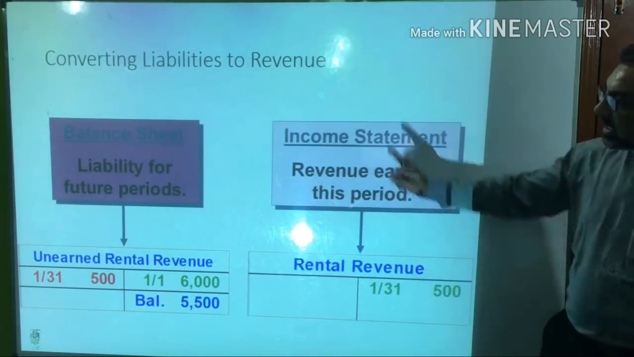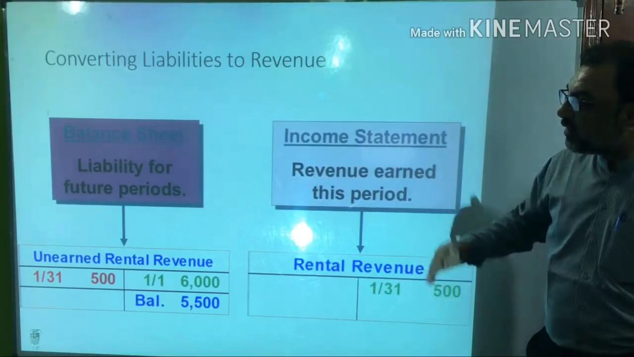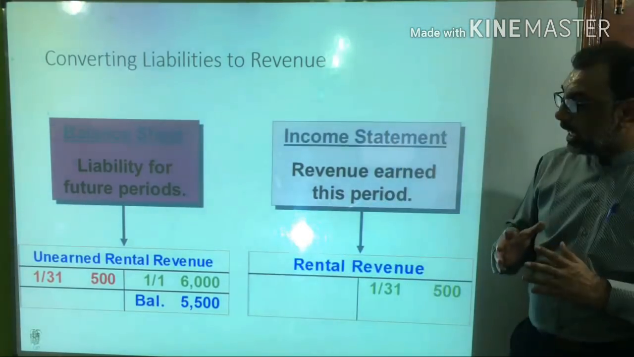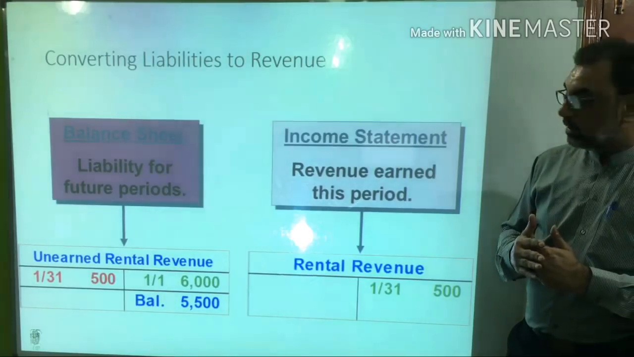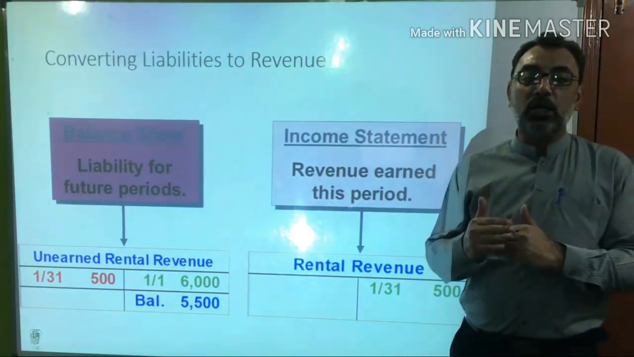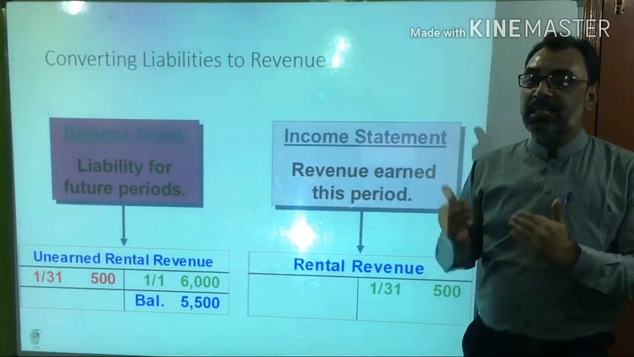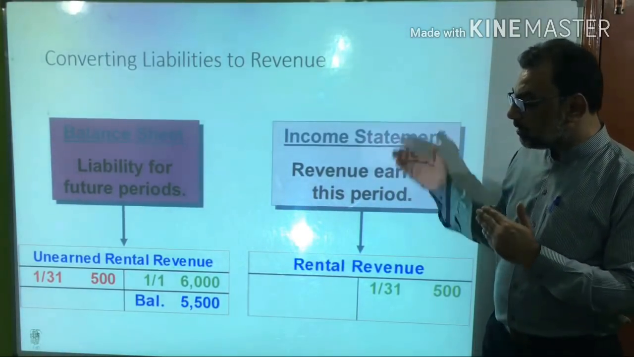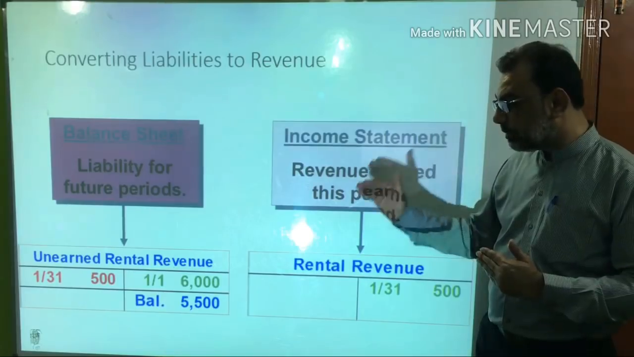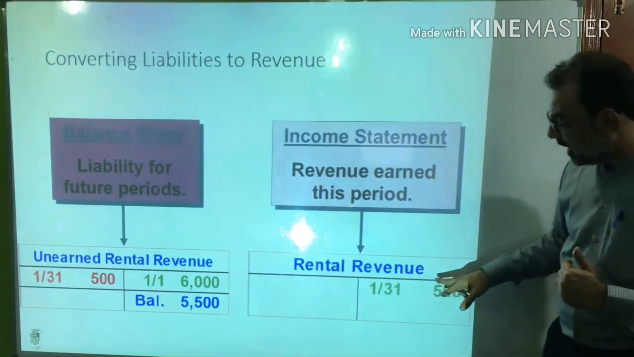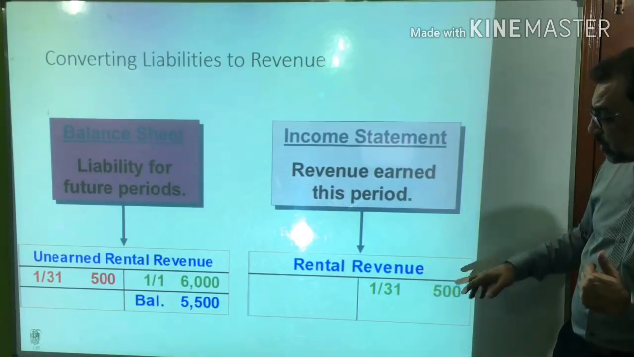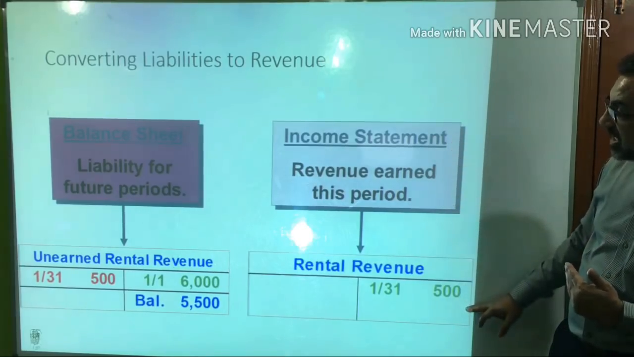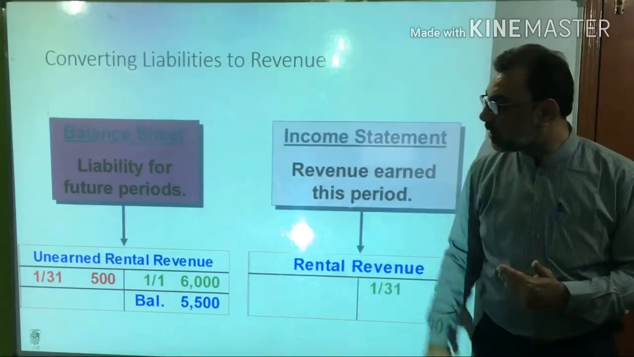Here you can see the balance sheet effect, that is the liability for future periods. Initially $6,000 was the unearned revenue liability, and after one month, services worth $500 have been rendered. So the liability is going to decrease, and when a liability decreases, it is posted on the debit side. The remaining liability still on the balance sheet is 5,500 by balancing. And when the rental revenue is earned, it will be posted on the credit side. So this is the effect on the income statement, the revenue earned this period, and this is the effect on the balance sheet.